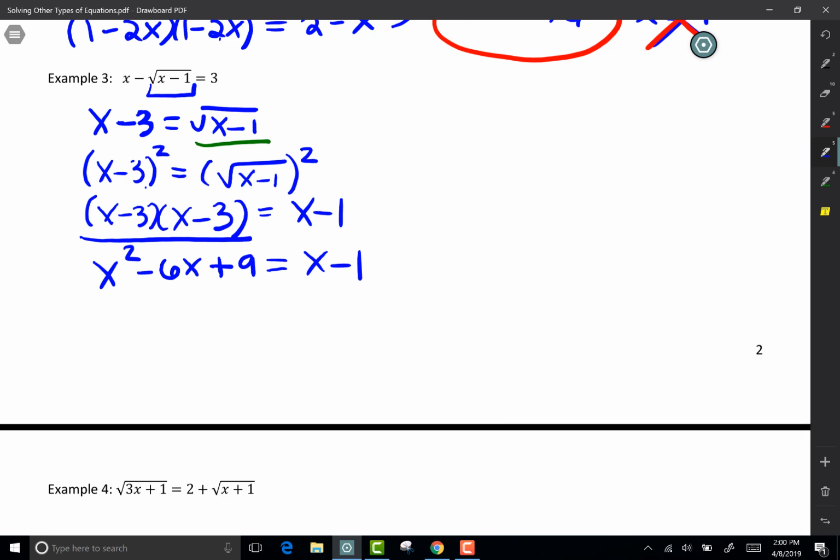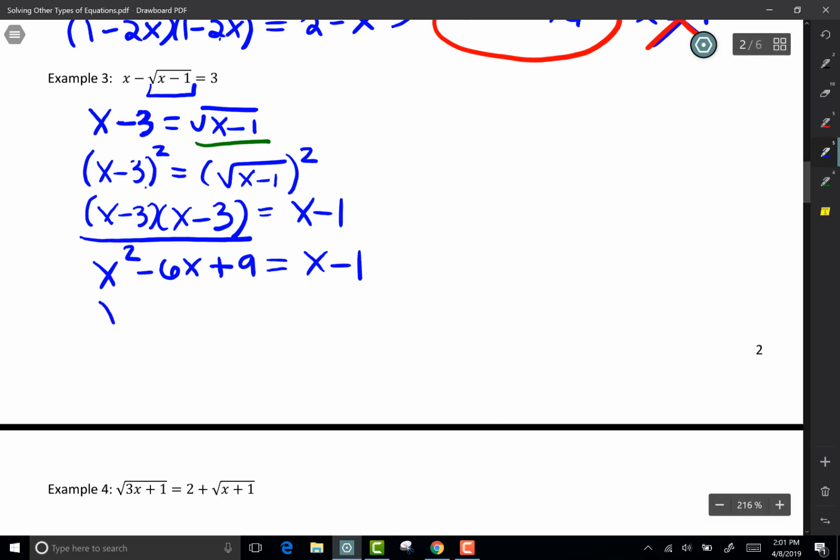Okay, now I have a quadratic equation, and I want to get 0 on one side and everything else on the other so I can finish solving this. So I'm going to subtract x on both sides, and I'm going to add 1 to both sides. This one does factor as well, and since my preference is to factor, I'm going to go ahead and do that. If you don't like factoring, you can use quadratic formula.